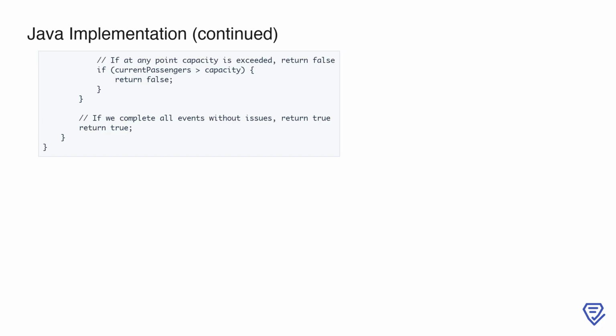If we successfully process all events without exceeding the capacity, it means the carpooling plan is feasible. In this case, we return true to indicate that the trips can be completed as planned. This approach efficiently handles the problem by focusing only on the points where passenger counts change, ensuring optimal performance.